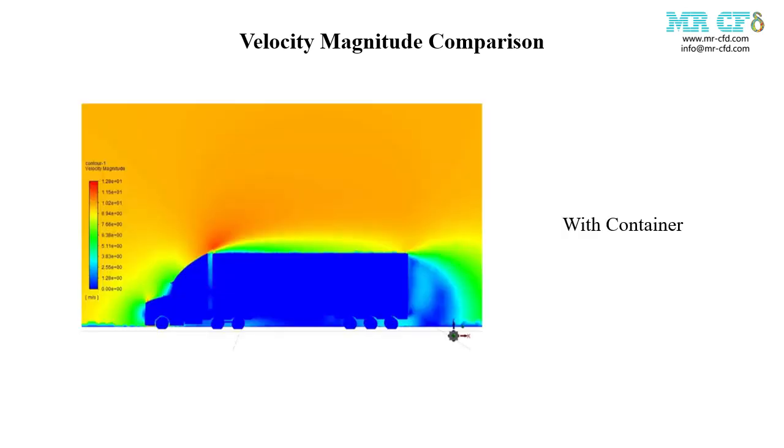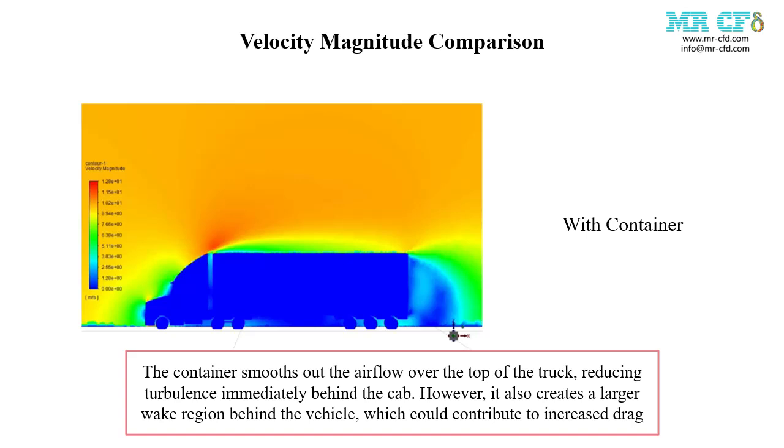In the case with container, the high velocity region above the cab extends along the length of the container. The wake region behind the container is larger and more pronounced than in the no container case. In fact, the container smooths out the airflow over the top of the truck, reducing turbulence immediately behind the cab. However, it also creates a larger wake region behind the vehicle, which could contribute to increased drag.